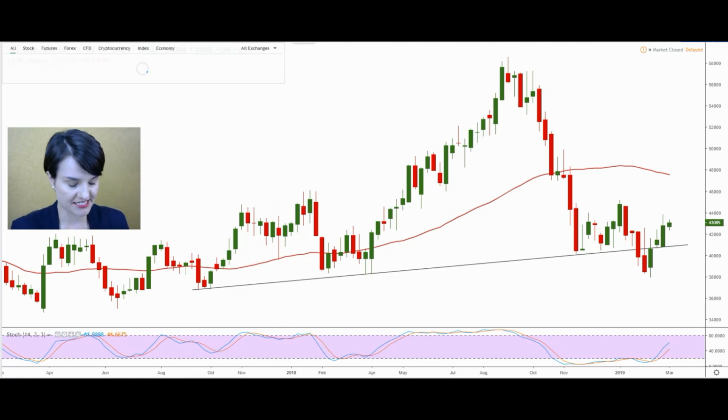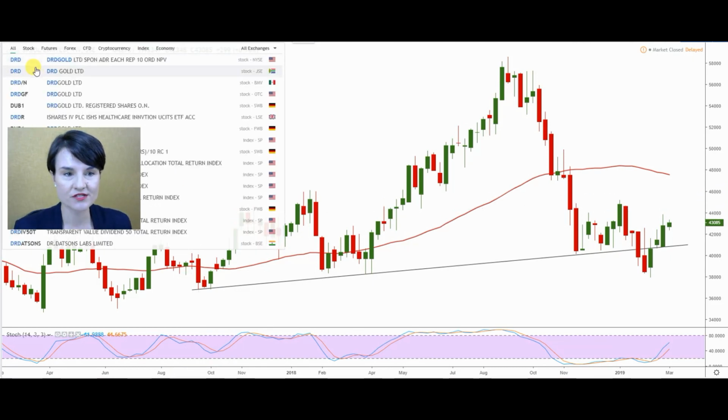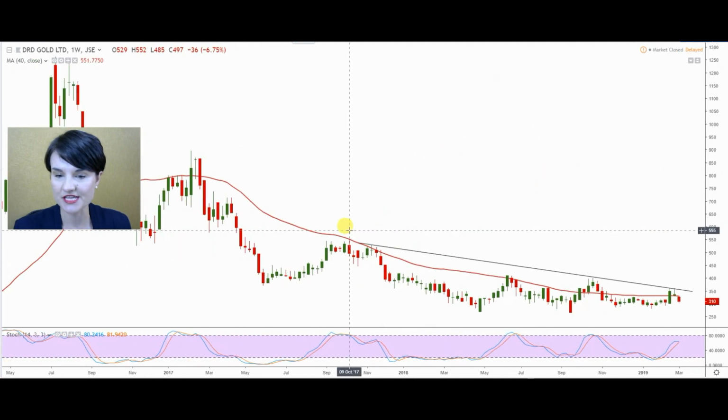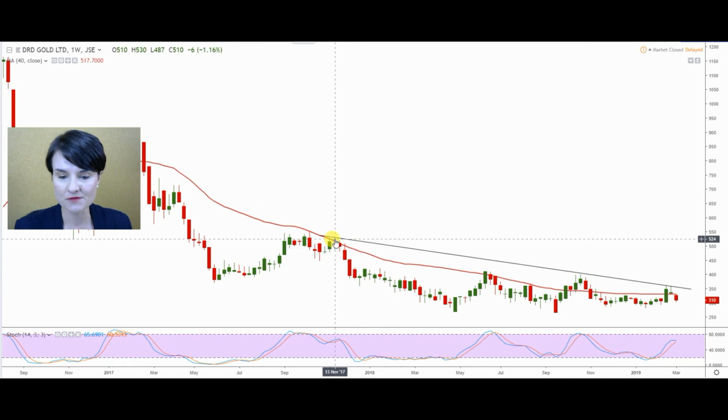Errol wanted us to look at DRD. Now, DRD, we know, is a gold counter on this JSE, on the South African market, and this share has really struggled a little bit. Since about November 2017, it just reached for lower levels.